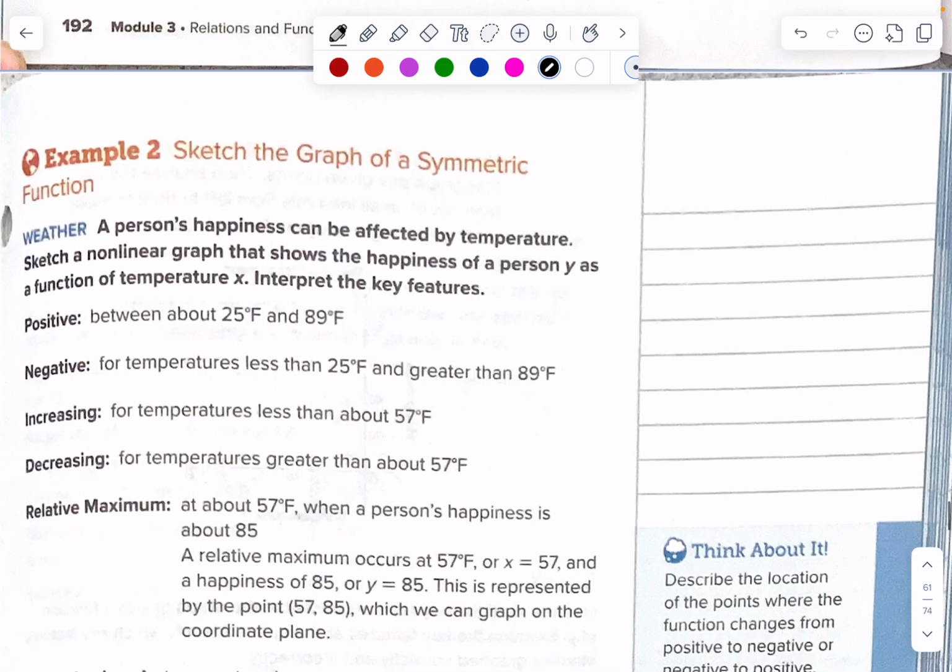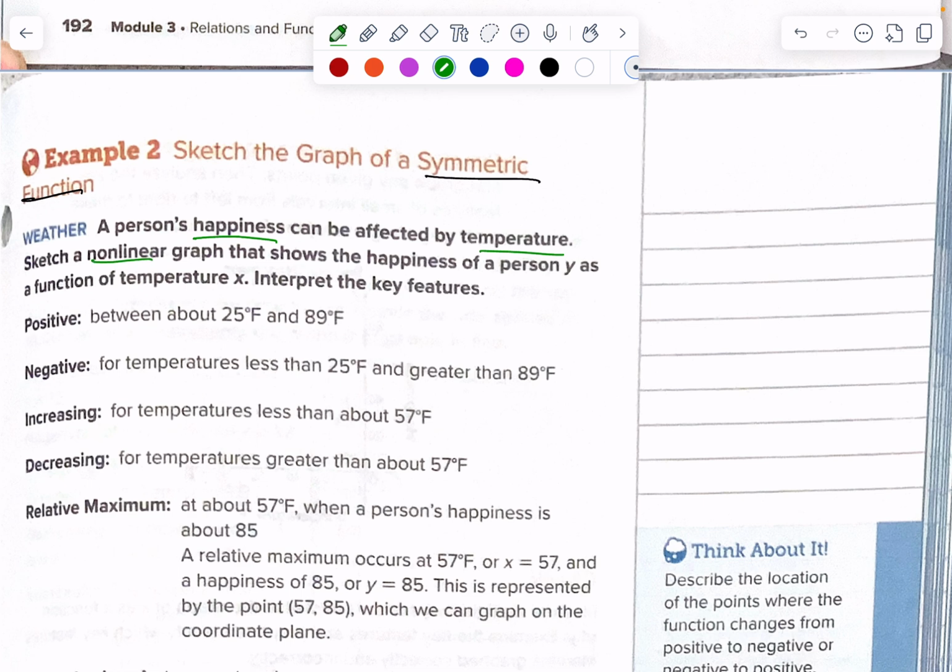Let's do number 2, sketch a graph of a symmetric function, okay? Now, linear functions don't have symmetry, like they don't have a line of symmetry you're reflected across. So I'm going to guess that this is probably not a linear function. Let's see what we've got going on here, though. It says a person's happiness can be affected by temperature. I believe that. I think I'm more happy in the summertime probably than I am in the wintertime, at least about the weather. Sketch a non-linear graph that shows the happiness of a person.